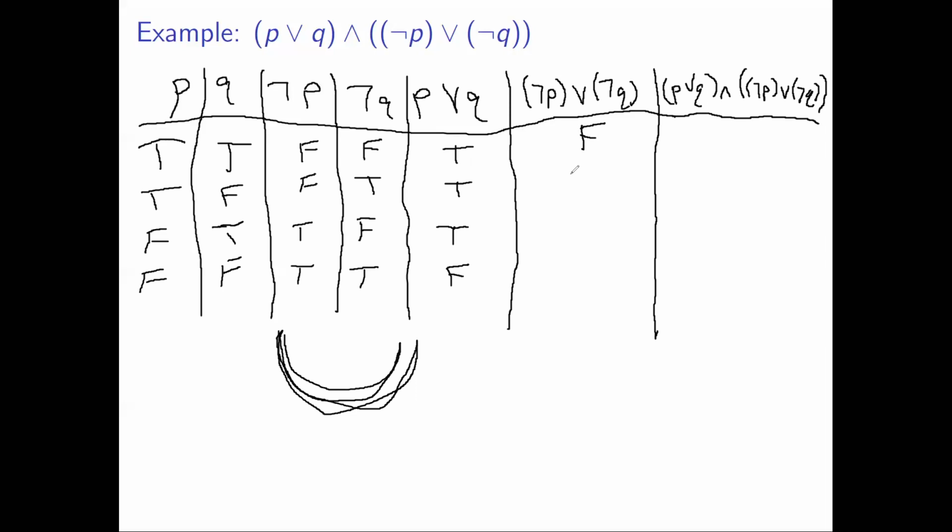Second row, not P is false, not Q though is true. So the disjunction, not P or not Q, that's going to be true. Third row, not P is true, not Q is false. So the disjunction is true because the not P is true. And final row, they're both true, not P and not Q. These are both true. So the disjunction is going to be true.